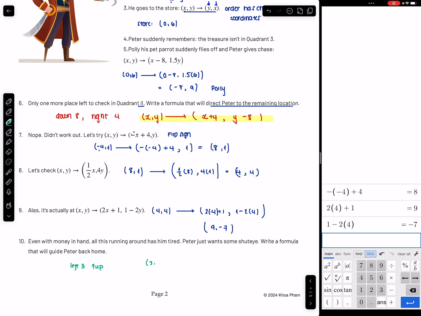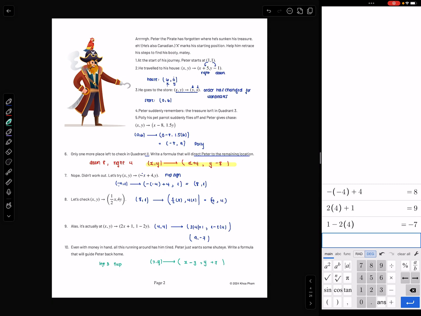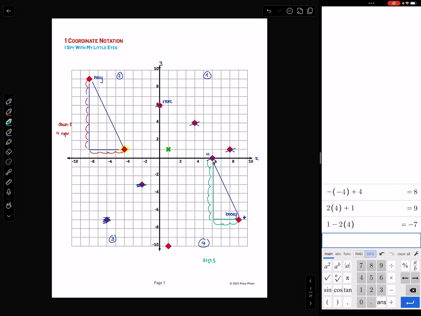And so this is xy becomes going left 3 means that we're going to subtract 3 from the x coordinate. Going 7 up means we're going to add 7 to the y coordinate. And we are done. We've helped Peter find his moolah, and we've gotten back home as well. So, we're done.